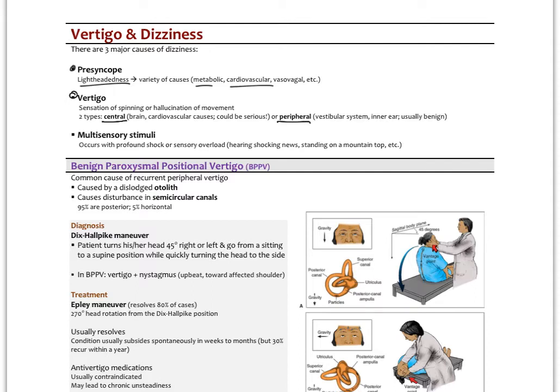And then another cause of dizziness would be just multisensory stimuli. Often occurs with profound shock or sensory overload. You hear some bad news, you're standing up on a mountain, you get dizzy quickly. So that's going to be less common. So most of our cases in the clinic are either lightheadedness or vertigo. And so in the history, you want to differentiate those two first.